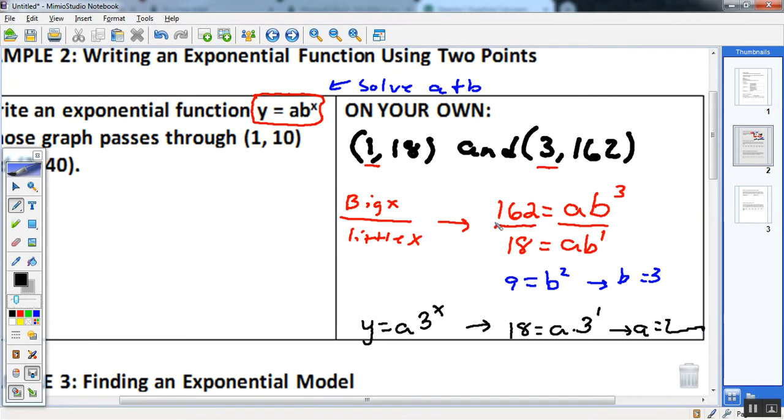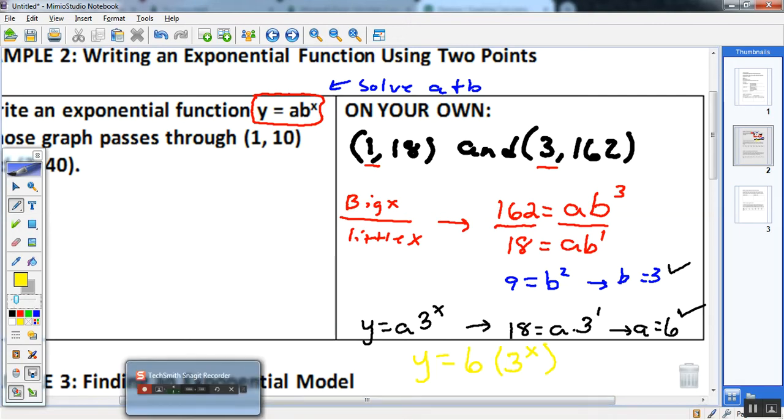If our job is to find out what a and b are, have I found my a value? Have I found my b value? So in the end, we're going to say y equals, what's the a value you're plugging in? 6. The initial value we're starting with is 6. The base is 3. Here's your function: y equals 6 times 3 to the x.